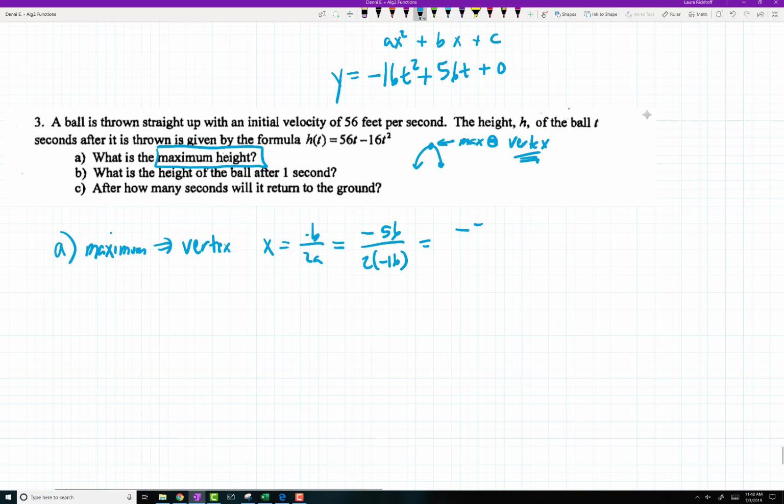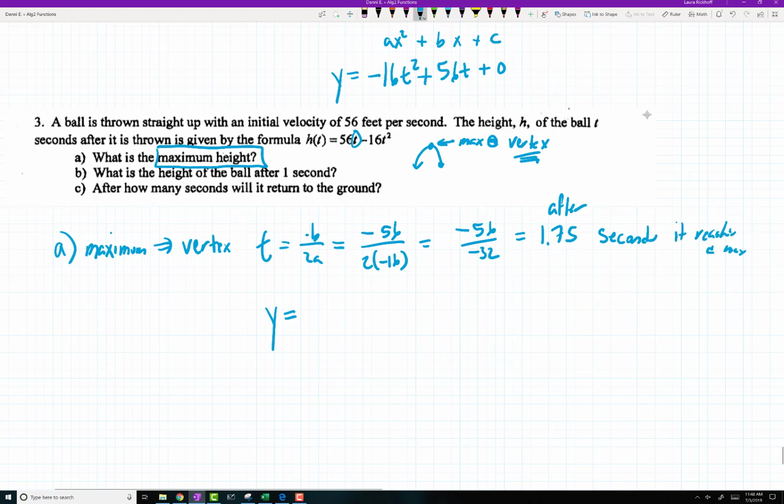So it's negative 56 over negative 32, which is not the prettiest number, is 1.75. And then you can get the y by plugging it back in. And in this case, instead of an x, we have a t. So that t is the time. So it's after 1.75 seconds, it reaches a maximum height.